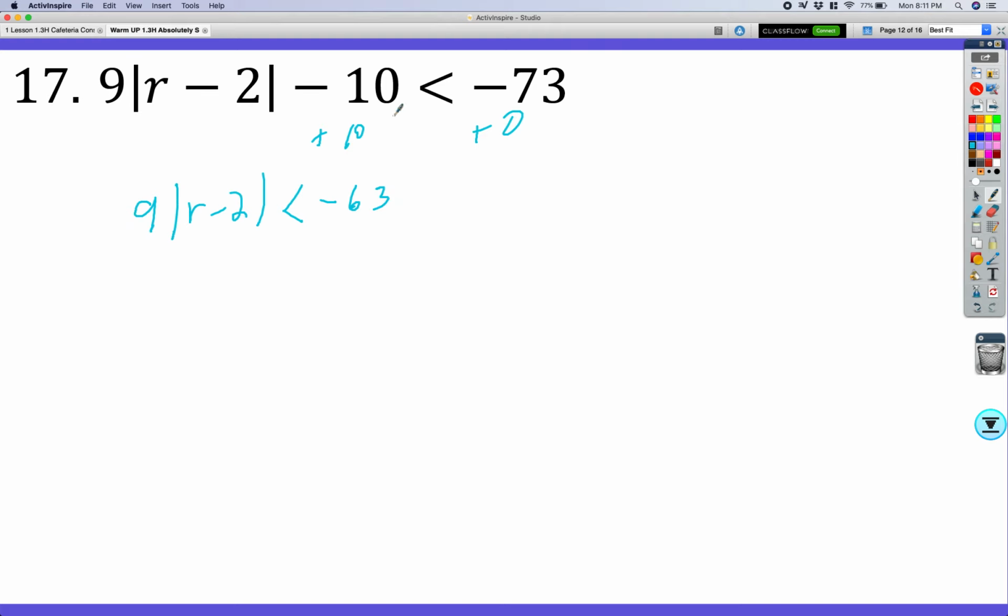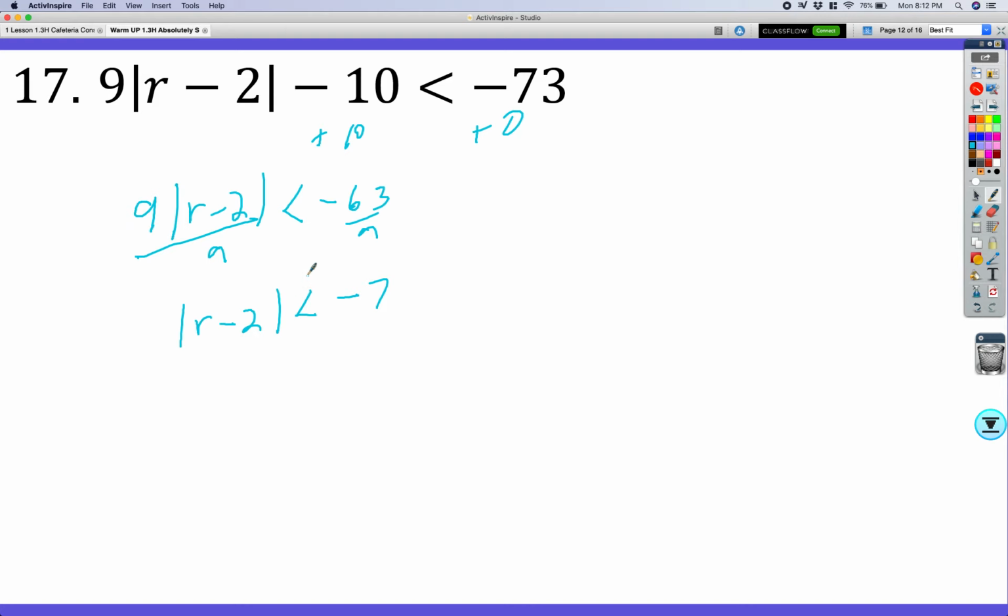Okay, so then when I go ahead and solve this, it's very important to pay attention. If I divide both sides by 9, this would give me the absolute value of r minus 2 is less than negative 7. Now I want to think about this. Whenever you do an absolute value problem like this and you get the absolute value all by itself, it's asking, can this value ever be true? Can an absolute value of this number ever be less than negative 7?